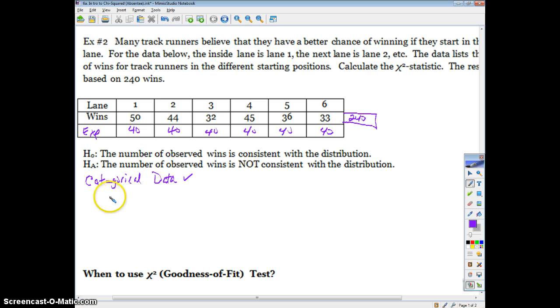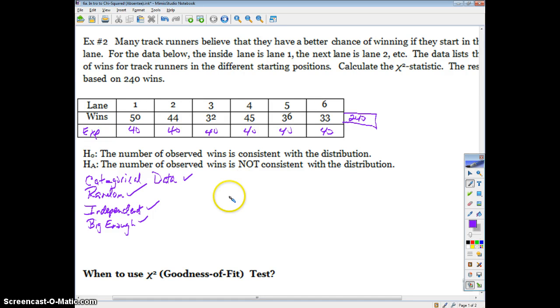Check. We can assume that this is a random sample. Check. Whatever happens in one race has no effect or no relationship with any other race. They are independent of each other. And all of our expected amounts of wins are big enough. So our sample is big enough. So we're now ready to proceed with the chi-squared goodness of fit test.